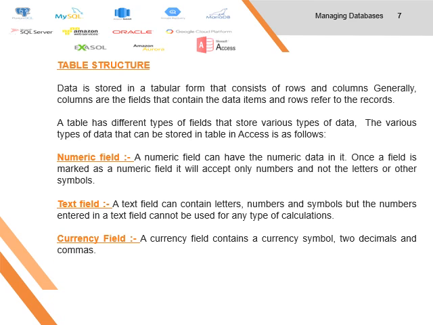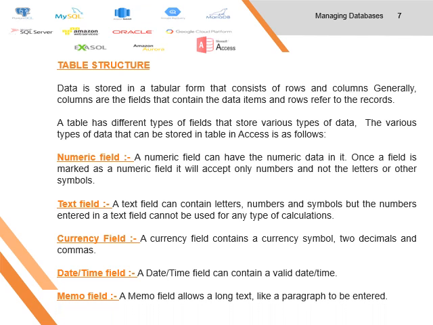ठीक है. Currency field. A currency field contains a currency symbol, two decimals and commas if needed. Date and time field. A date and time field can contain a valid date and time. Memo field. A memo field allows a long text like a paragraph to be entered.